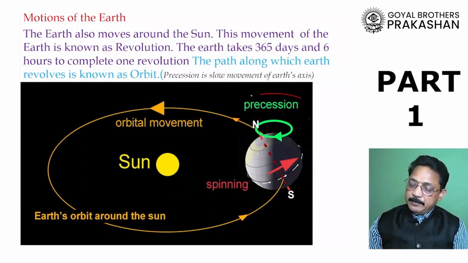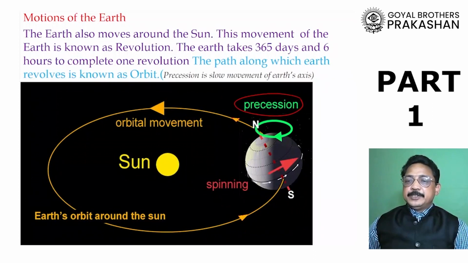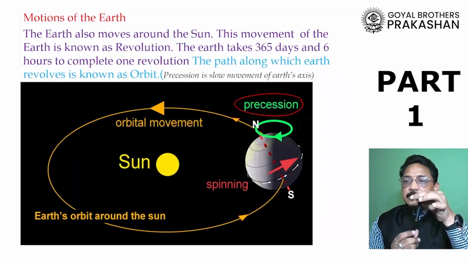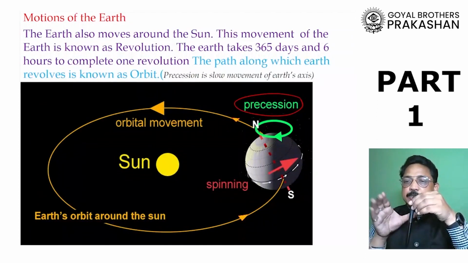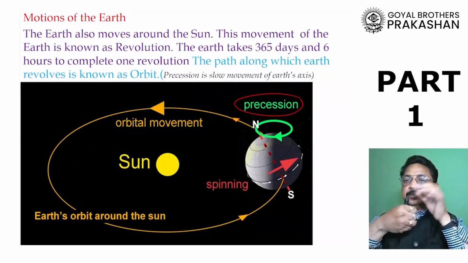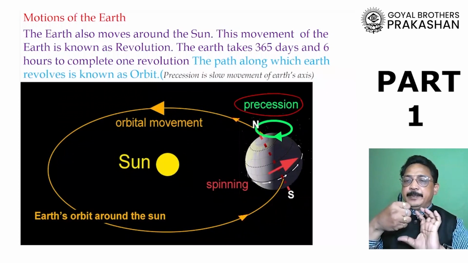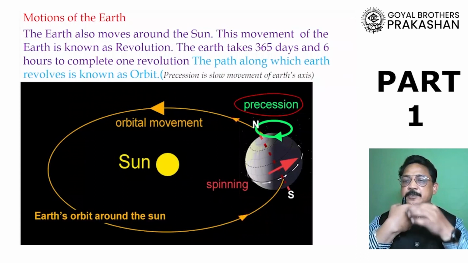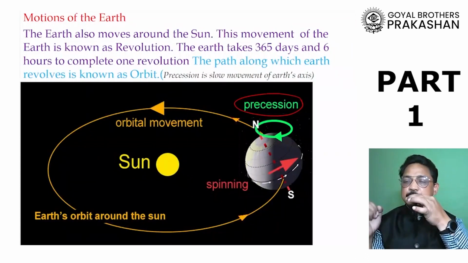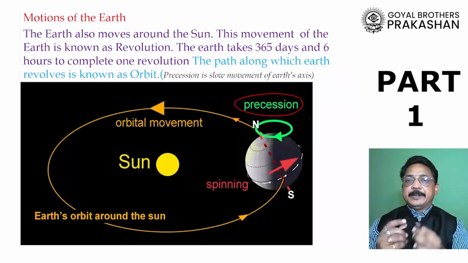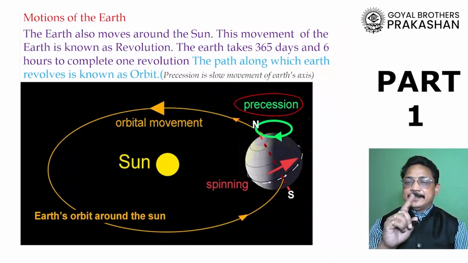Now here you will find one word written, precession. The meaning of the word precession, dear student, is that the axis of the earth also moves around itself. Suppose this is the earth, the complete earth, and this pen represents the axis. When the earth is moving around itself, even the axis also moves, but with a very small speed. That very, very slow movement of the axis is called precession.